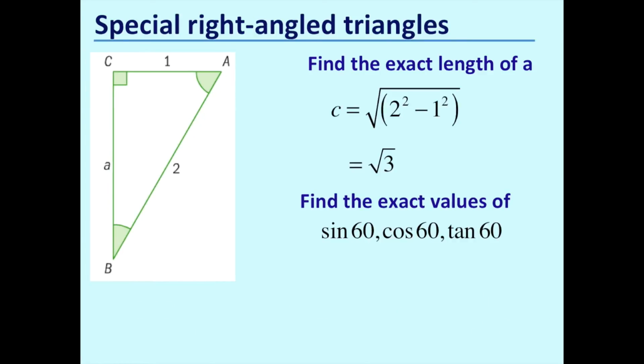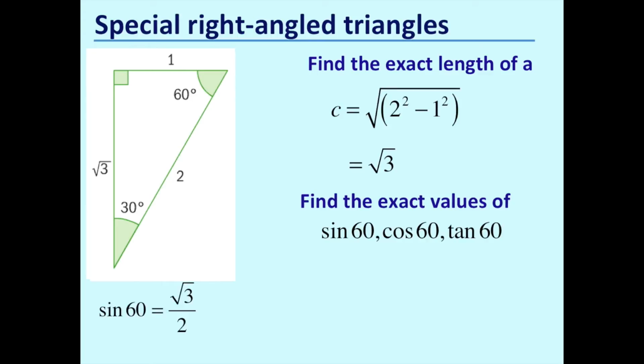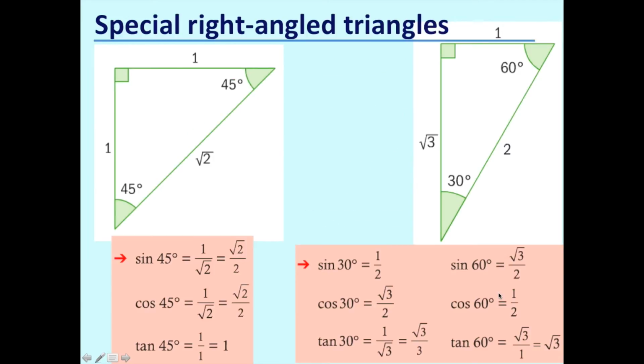The exact values for sine 60, cos 60, and tan 60. So sine 60, again, opposite over hypotenuse. Cos 60, adjacent over hypotenuse, which is a half, and tan 60 is opposite over adjacent, which is just root 3. So these then are the values that you need to be familiar with.